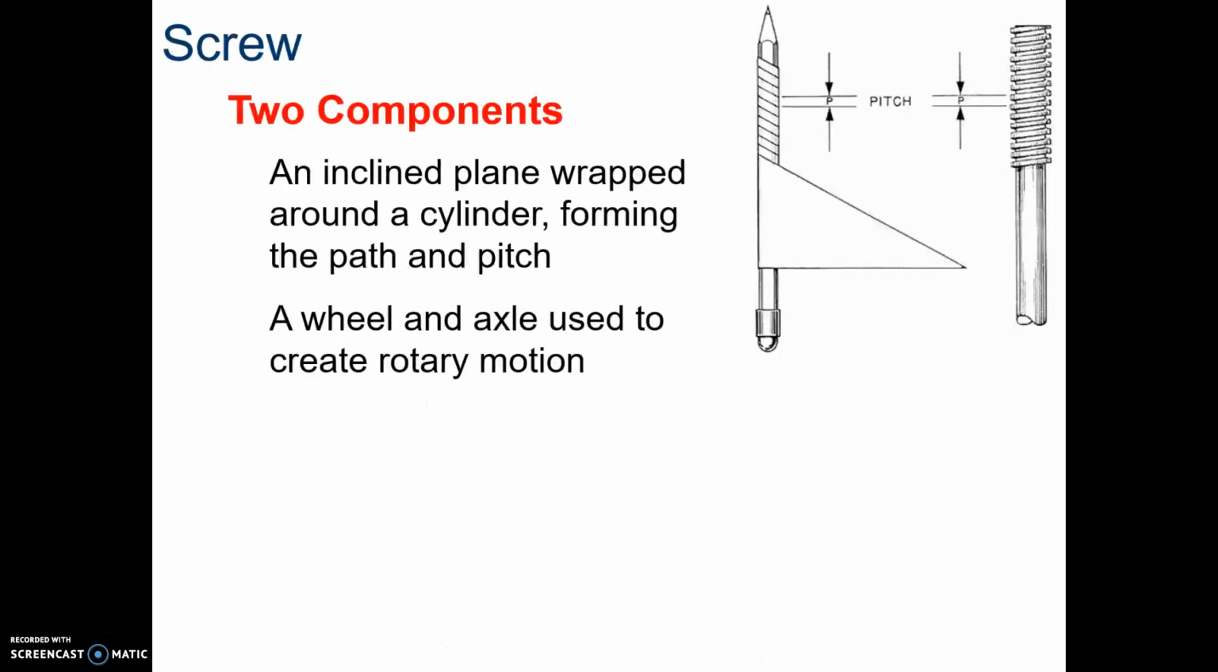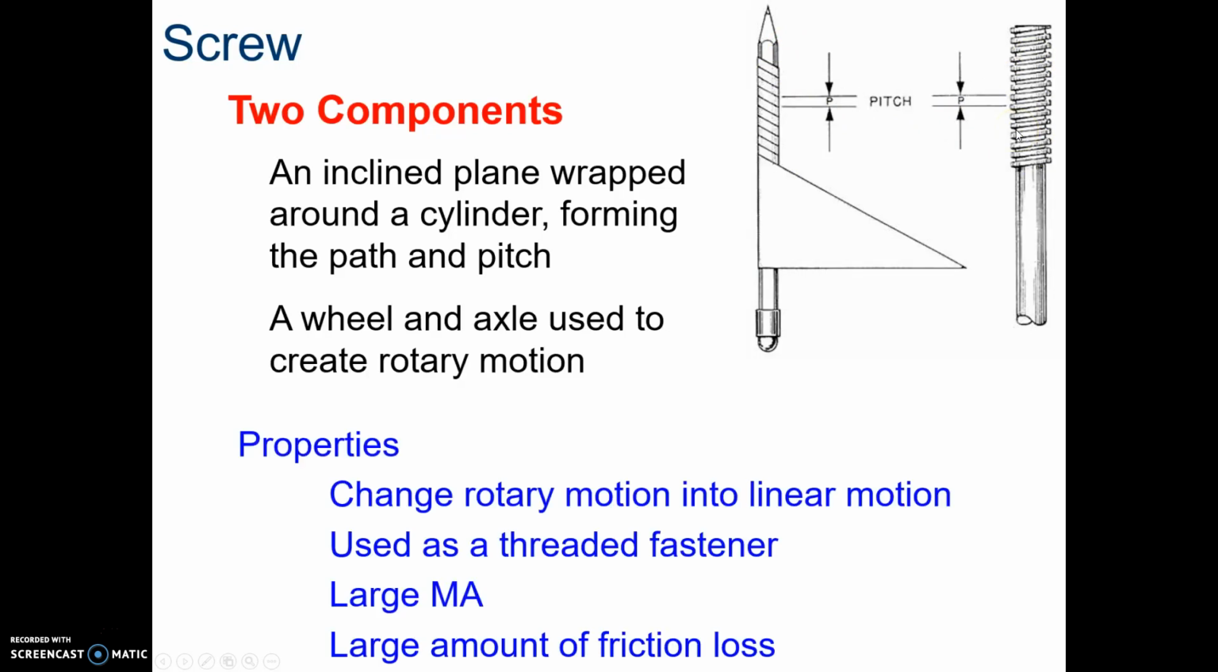This is where we stopped yesterday, but I still want to give a little review since we're going so quickly. A screw really has two components. It's an inclined plane wrapped around a cylinder, forming a path and pitch, and a wheel and axle used to create rotary motion. So it's really a combination of several simple machines, but it still gets its own category. Pretty much anything that has threads can be considered a screw. Here they show an example of a piece of triangular paper wrapped around a pencil, giving us pitch in the threads, or you see the threads on this bolt here to the right.